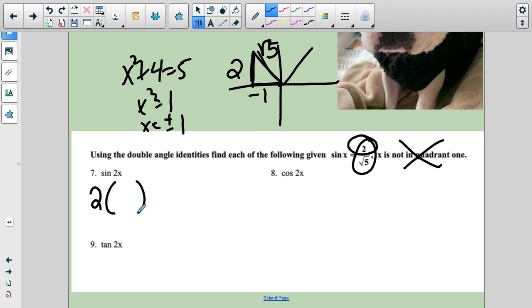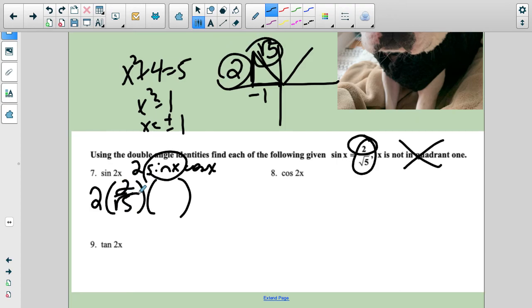Sine 2x is 2 sine x cosine x. Following your pattern, sine x is 2 over root 5. Cosine of x is negative 1 over root 5. That'll give me negative 4 over 5, square root of 5 times square root of 5.